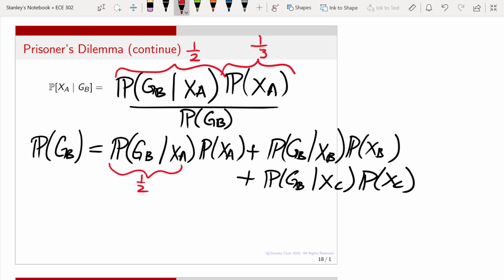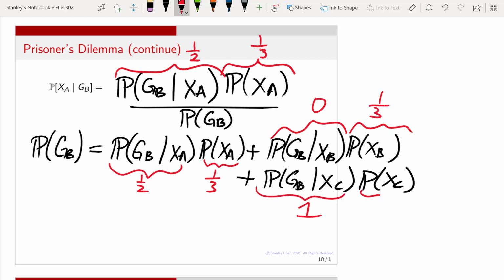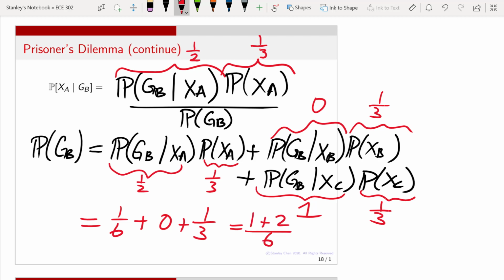This is 1/2. This is 1/3. This number is what? B is sentenced, and then the guard will never say B. So that is 0, and then this is 1/3. And then here it will be 1, and this is 1/3. Okay, so we can calculate all these numbers. This will give you 1/6 plus 0 plus 1/3. And what will that be? It will become 1 plus 2 over 6, so you get 1/2.